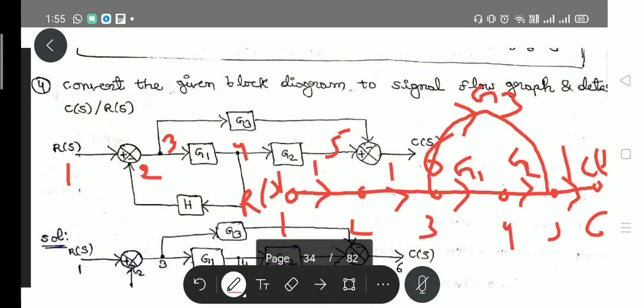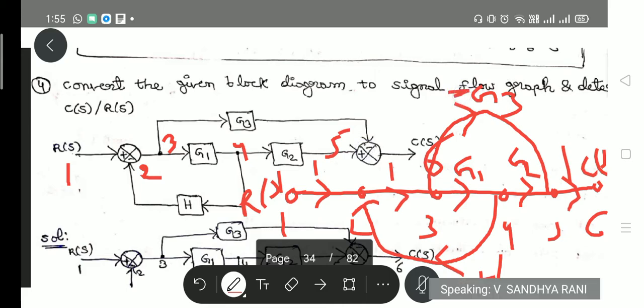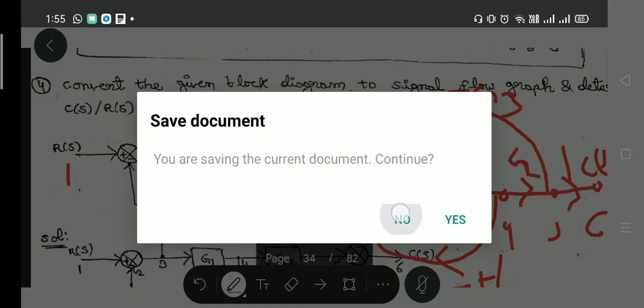And 2 to 4 also there is one more. So 2 to 4, the arrow mark is like this, so I am taking this side. Here minus is there, so minus H. Here also minus is there, so minus G3 I am taking here in a feedback. We are eliminating the summing point, so whatever has minus here, we take it as feedback minus. Here minus H, here minus G3. This is the signal flow graph. Are all of you clear?